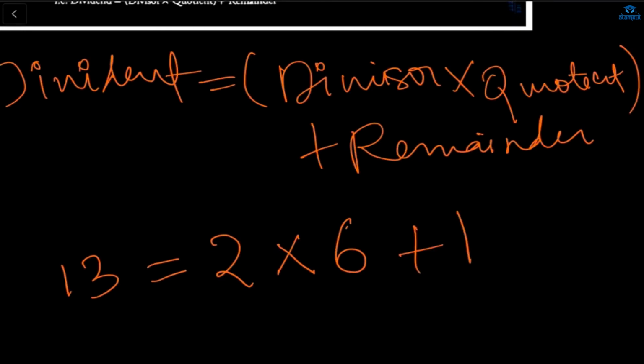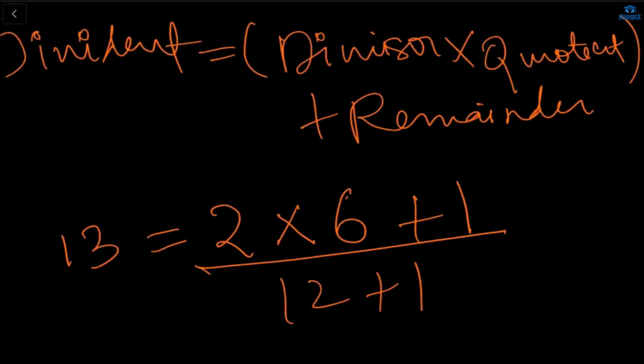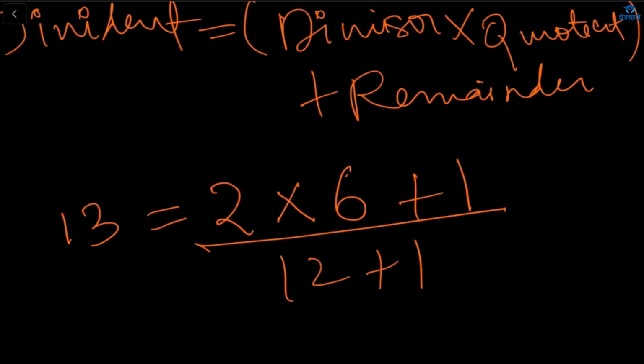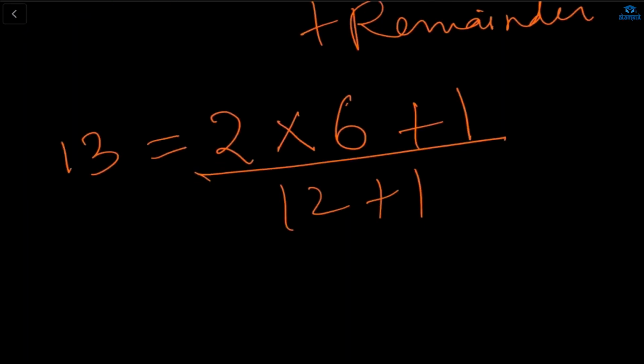So see, 2 sixes are 12 plus 1, so that is 13. Okay. So this is only there. Dividend is equal to divisor into quotient plus remainder. Now here dividend is a polynomial. Everything is a polynomial. Okay.